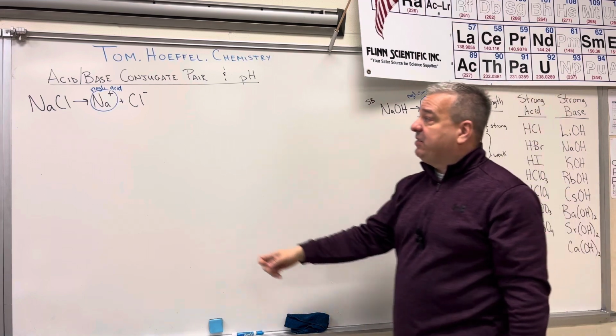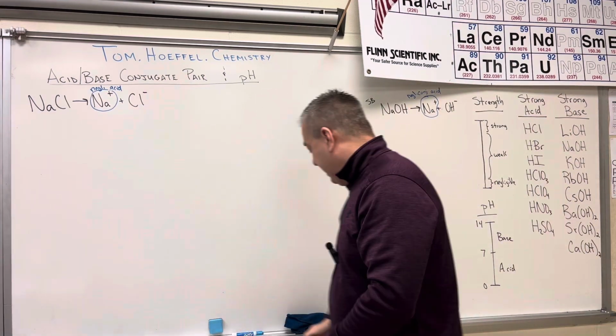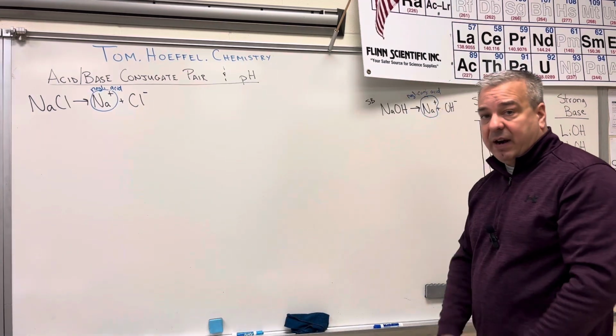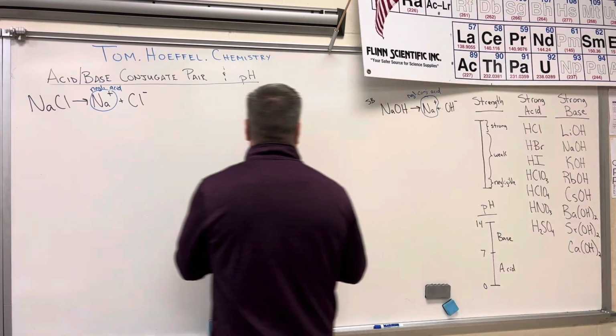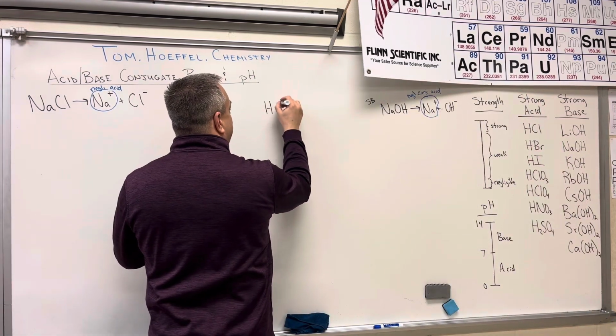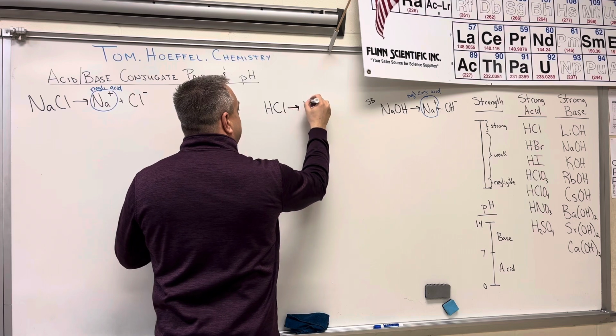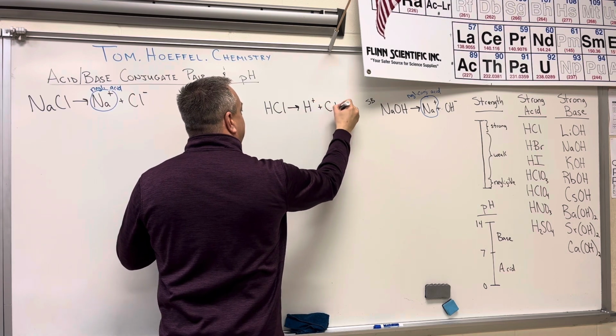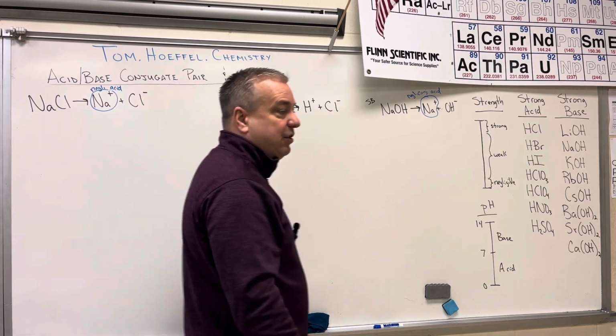Now we also have to look at the chloride ion. Where does the chloride ion come from? It comes from hydrochloric acid, and the ionization for hydrochloric acid looks like this.